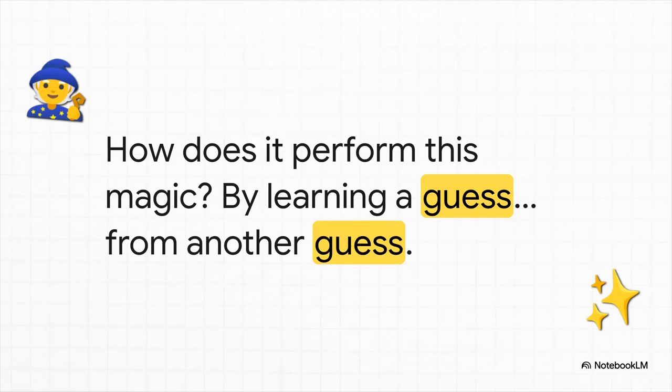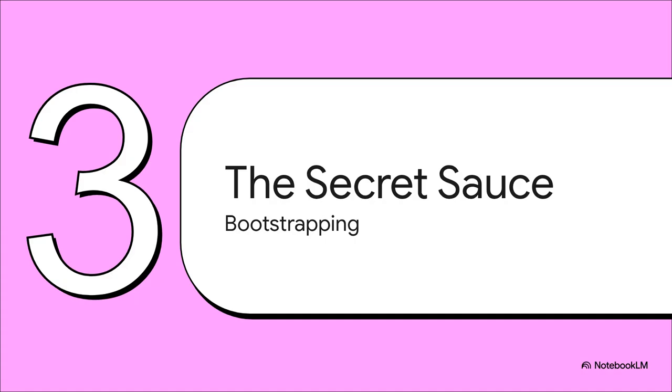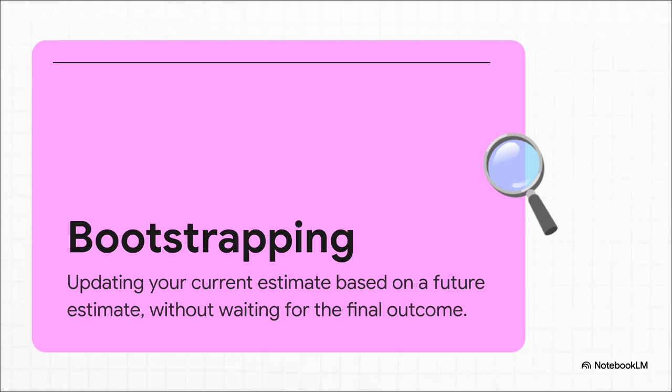Okay, so this sounds kind of like magic, right? Learning on the go, but without a perfect map. How does it pull that off? The answer is so simple and so powerful, it's brilliant. It works by learning a guess from another guess. This amazing little trick, this secret sauce, actually has a name. In the world of reinforcement learning, we call it bootstrapping. And don't let the fancy names scare you. Bootstrapping is just what it says here. It's when you update your current guess based on one of your future guesses. You're not waiting for the final 100% correct answer. You're just learning a guess from a guess. That's really all there is to it.